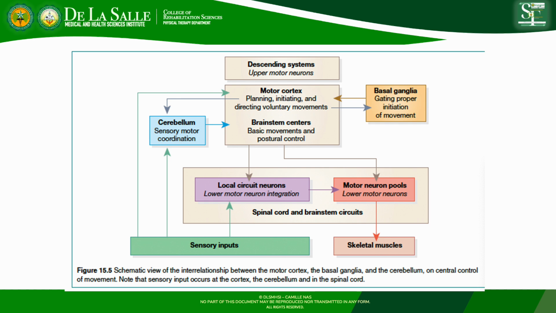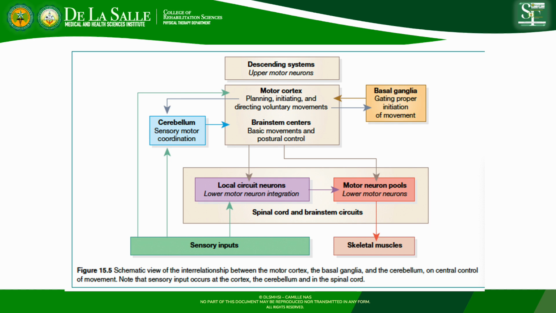The basal ganglia, on the other hand, is very important for gating proper initiation of movement. So when we say gating, it's like modulating. The basal ganglia is able to either inhibit or facilitate the appropriate muscles needed for us to perform a specific skill. For example, if we need to stand up from sitting, the basal ganglia's role is to inhibit those muscles that are not needed in that task.